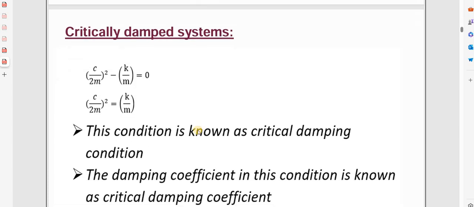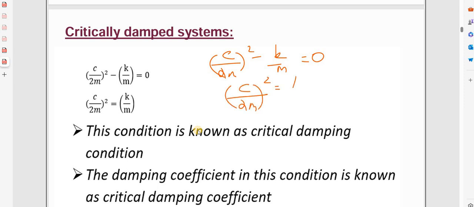Next is critically damped. When it is critically damped, (c by 2m) the whole square minus k by m is equal to 0. Therefore I can write (c by 2m) the whole square is equal to k by m, that is written here. This condition is known as the critical damping condition. Under this condition, the damping coefficient c is known as the critical damping coefficient, represented as Cc. That is a special term.